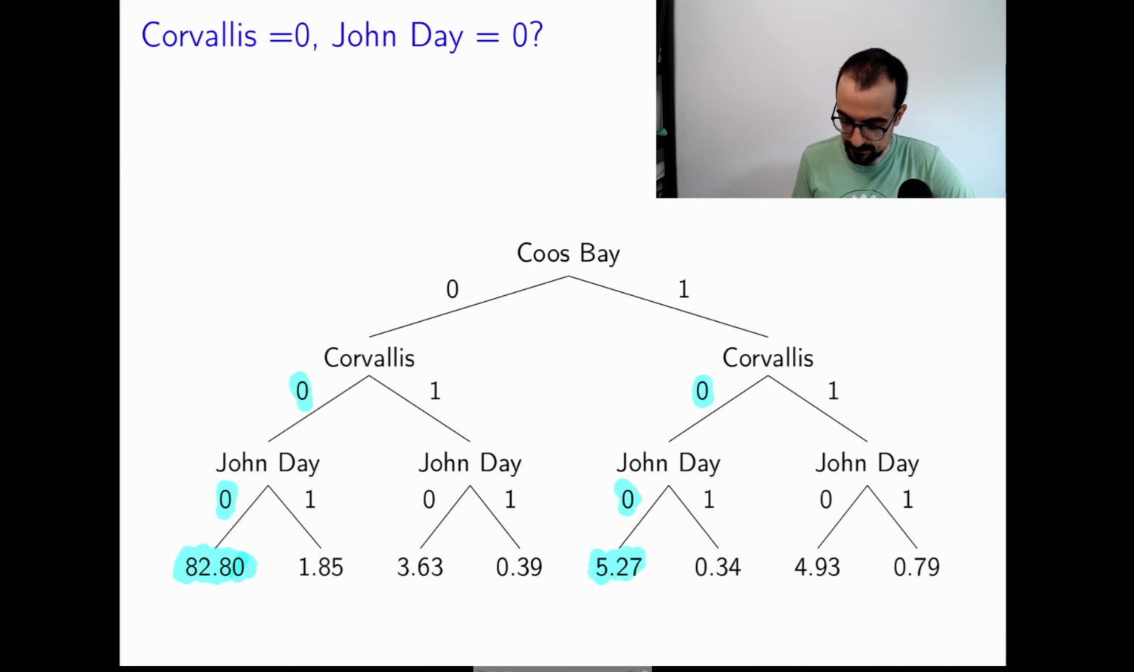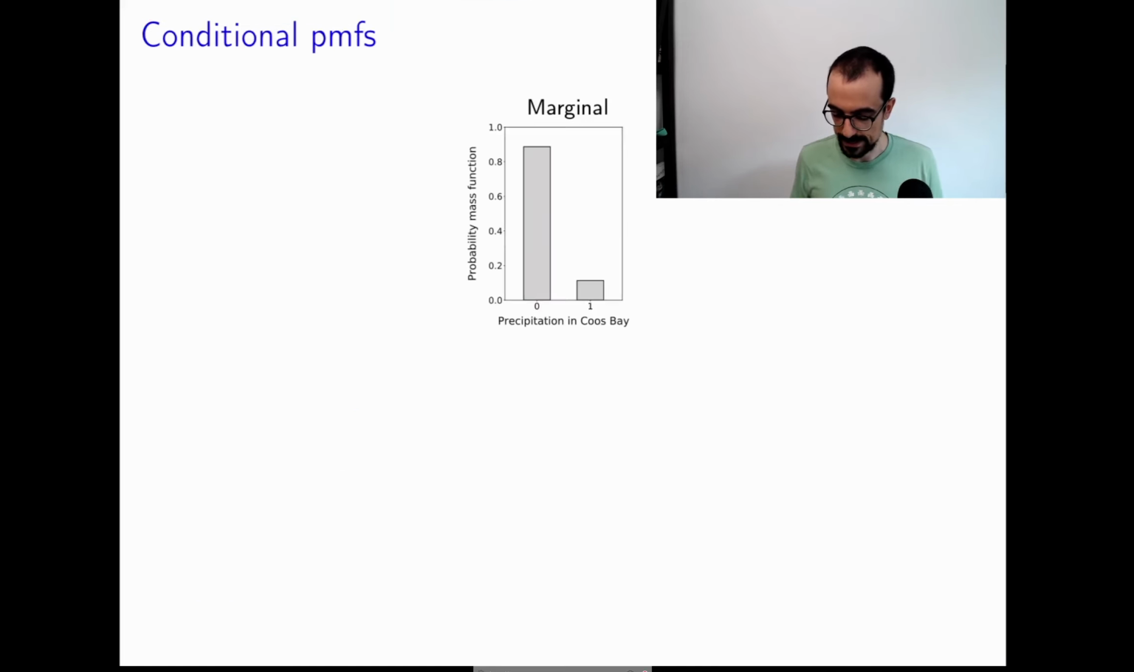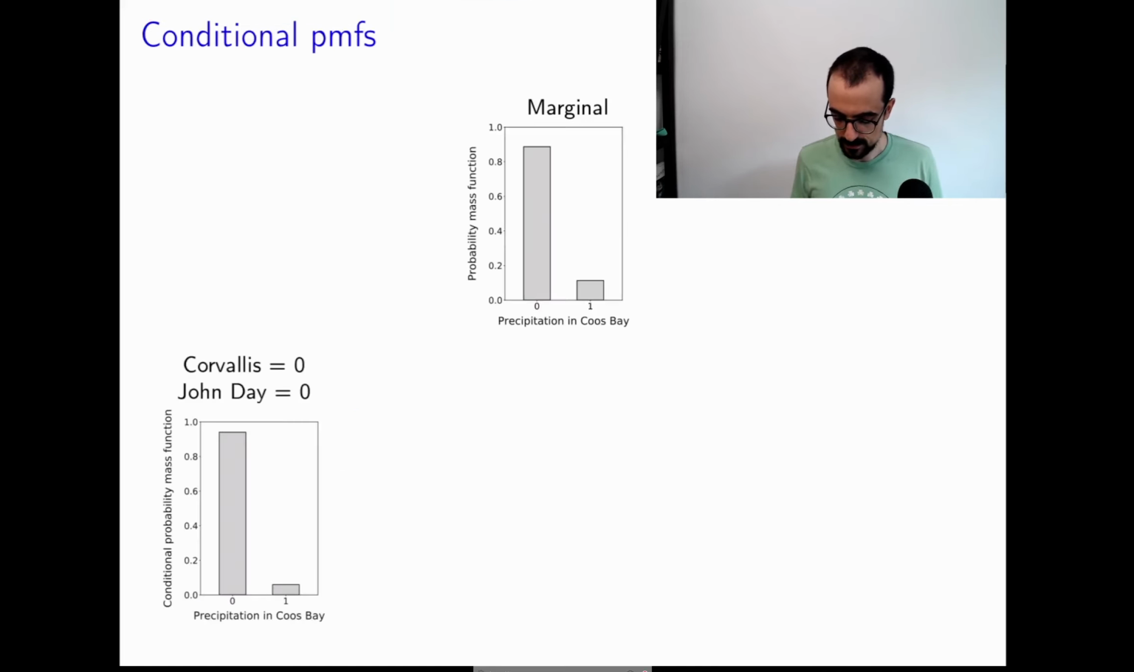How do we do that? We just need to add this guy and this guy, right? When we do that, we get the conditional PMF of Coos Bay given that it doesn't rain in Corvallis and it doesn't rain in John Day. And we can compare it to the marginal, where we're just looking at the probability of Coos Bay on its own. We're not conditioning on anything.